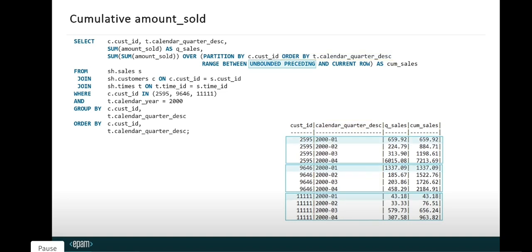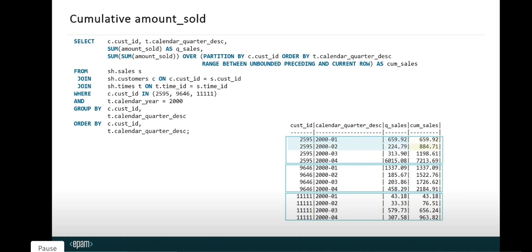The frame will start in the first row of the partition and end in the current row. Once the frame is defined, the sum function will be applied to all rows. So, for the first row of the partition, the frame consists of 1 row, so the cumulative sum in the first row is equal to the sales in the first quarter.